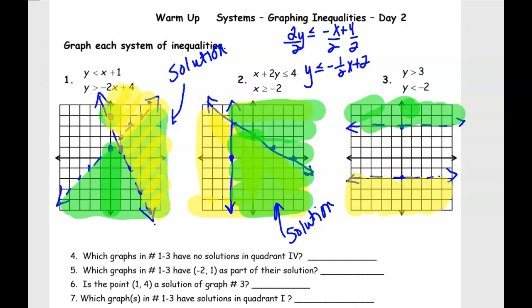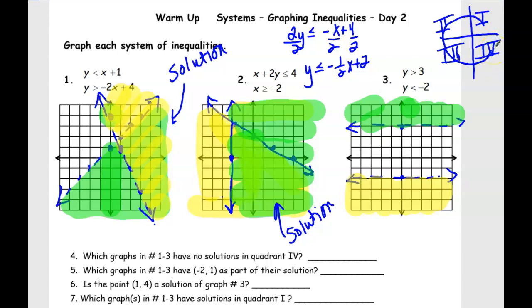Okay, so when number 4 says which graphs have no solutions in quadrant 4, before we get into it, let me just do a quick review of quadrants. So when you have the coordinate grid, quadrants are 1, 2, 3, and 4. And usually quadrants are in Roman numerals, and to remember it, I like to think of the letter C. It tells you what order, 1, 2, 3, and 4. That might help you. Okay, so quadrant 4 is where your x is positive and your y is negative.